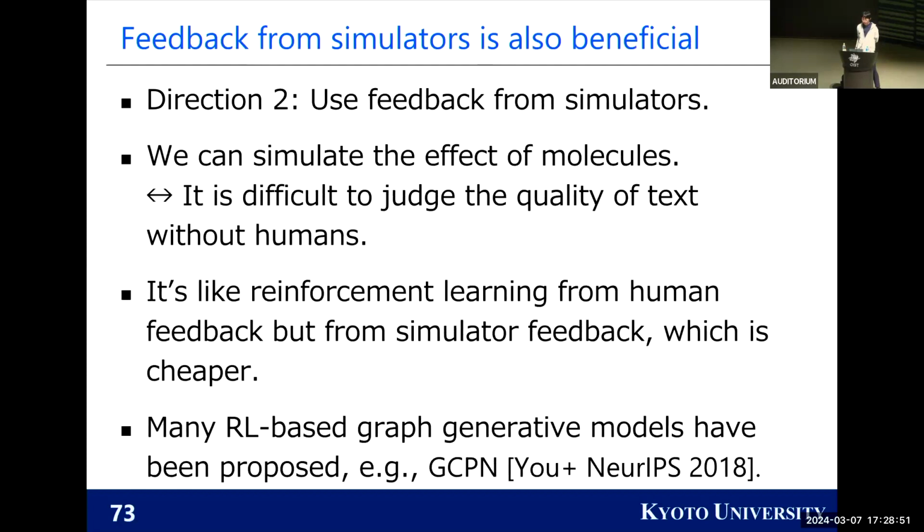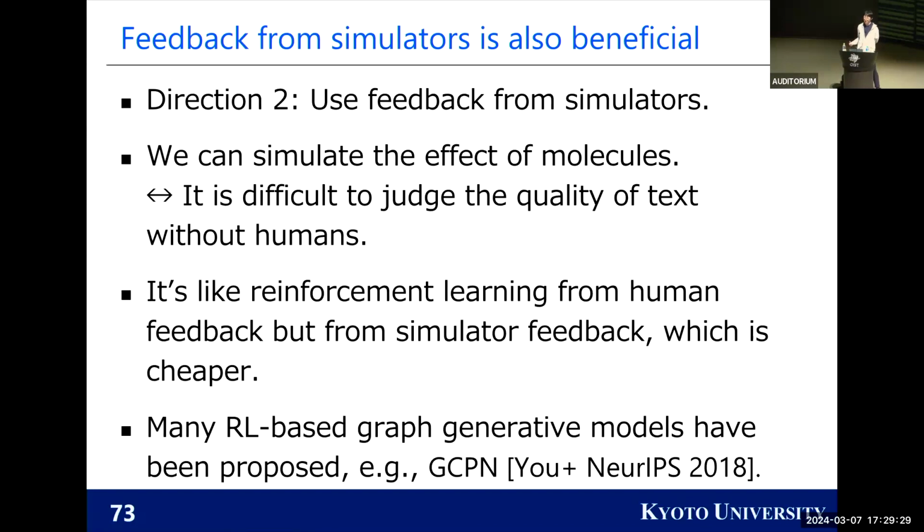The next direction is to use feedback from simulators. The characteristic of graph and molecular design is that we can use simulators to simulate the effect of molecules. This is in contrast to the text and image domains, where we need to hire humans to judge quality. It is difficult to let machines automatically quantify the aesthetics of text or images and so on, so we need to build a lot of label data to train such models.